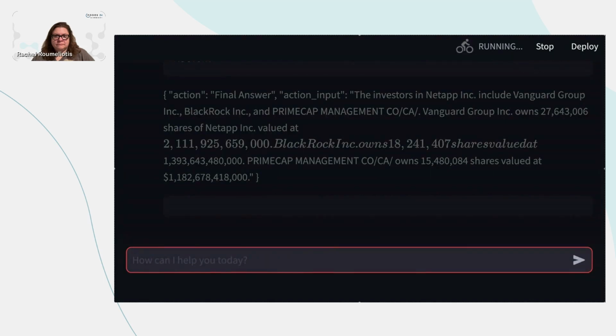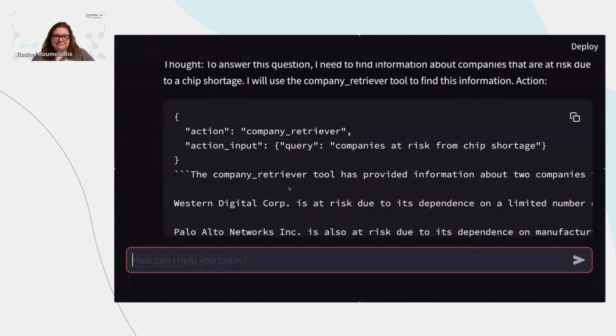And that's going to go ahead and run. And hopefully it'll select the same company tool. Or perhaps it'll just take a little nap. There it goes. Okay. So it often used the company retriever tool.